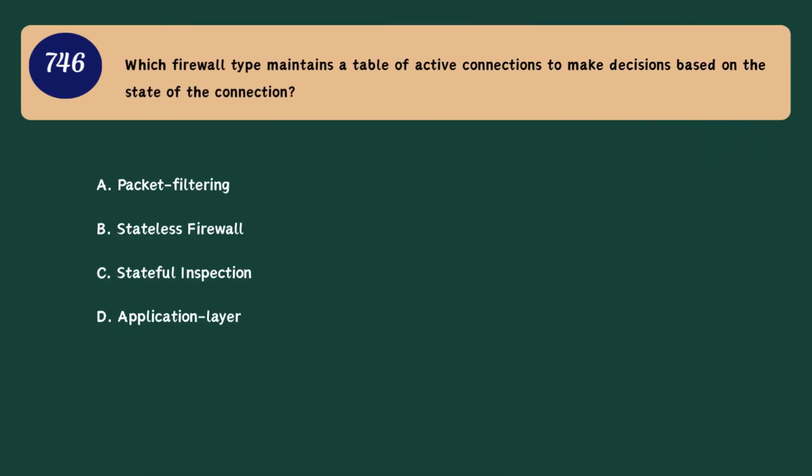Question 746. Which firewall type maintains a table of active connections to make decisions based on the state of the connection? A. Packet filtering. B. Stateless firewall. C. Stateful inspection. D. Application layer.